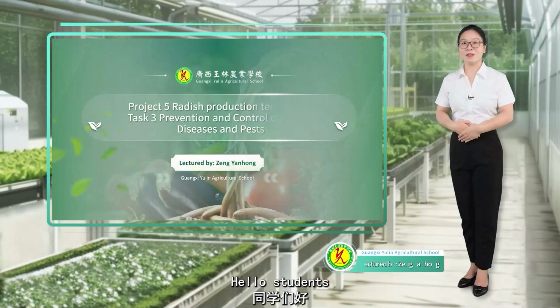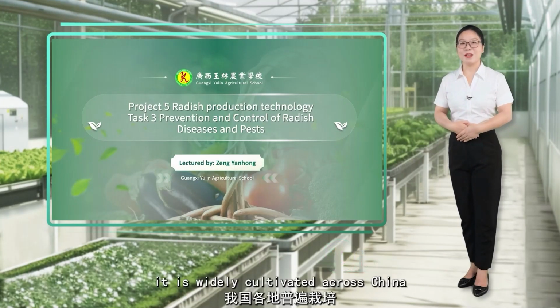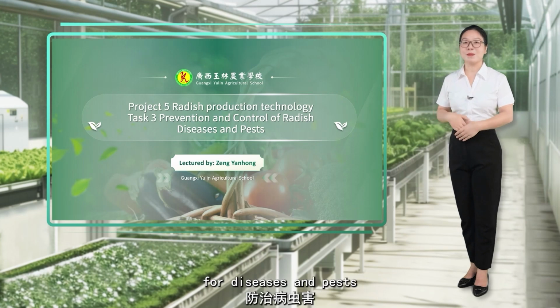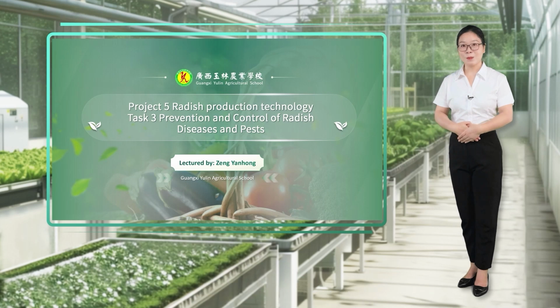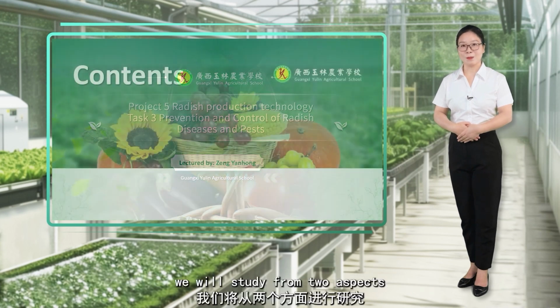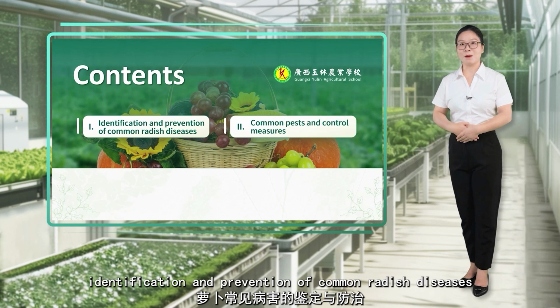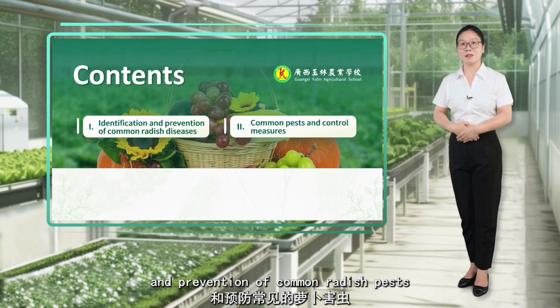Hello, students. Radish is one of the common vegetables on our dining tables. It is widely cultivated across China, and mastering effective prevention and control methods for diseases and pests is directly related to farmers' economic benefits. In this lesson, let us learn about the prevention and control of radish diseases and pests together. We will study from two aspects: identification and prevention of common radish diseases, and prevention of common radish pests.